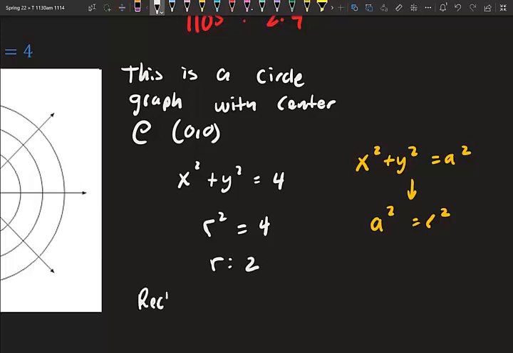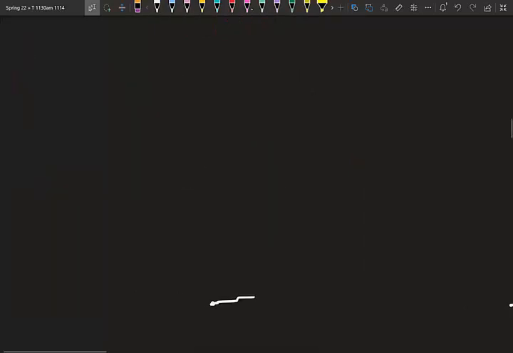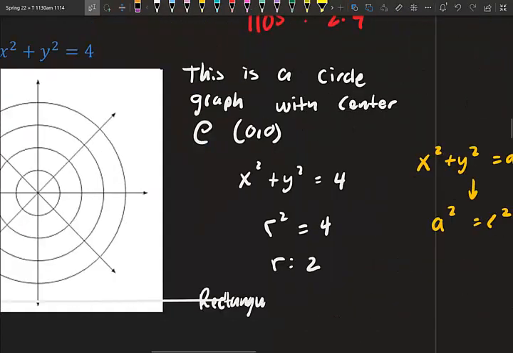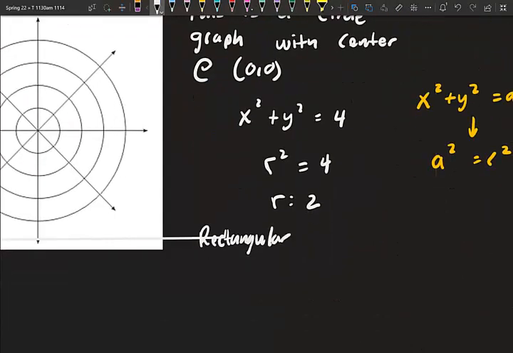So the rectangular is x squared plus y squared equals 4. Our polar is just r equals 2.